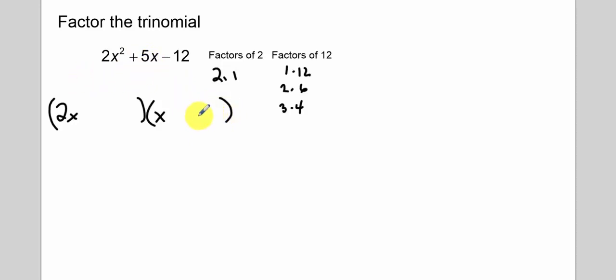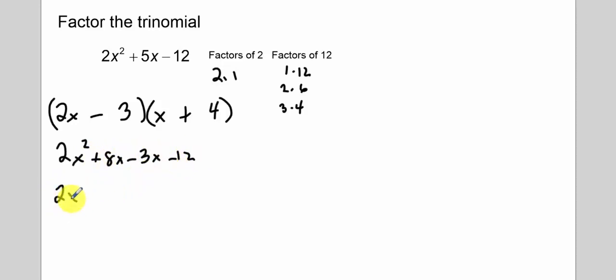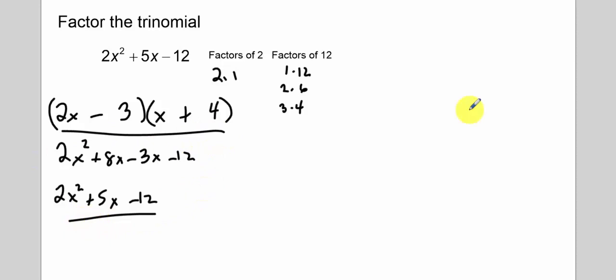If I put a 12 here, I have a 24. That's probably too high. If I put a 6 here, that's not good. If I put a 2 here, I've got a 4, but then I have a 6 inside. That's not good. I need a positive and a negative. I'm going to go with 4 here, 3 here. If I have a positive on the 4, that gets me an 8 on this outside multiplication. On the inside multiplication, I'm going to need a negative 3. And there we have it. So look, 2x squared plus 8x minus 3x minus 12 is 2x squared plus 5x minus 12. So there's my factoring.